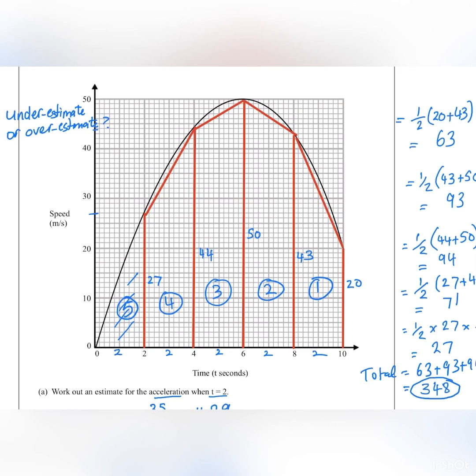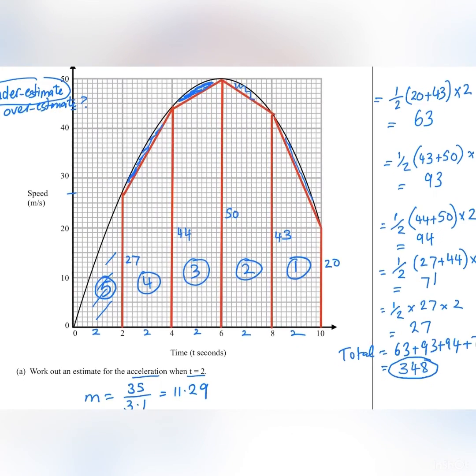Okay, so now if you look at our curve, we have not included the areas of these little spaces that are between the lines and the curve. So our answer is going to be an underestimate in this example. Okay, so that was the whole question.